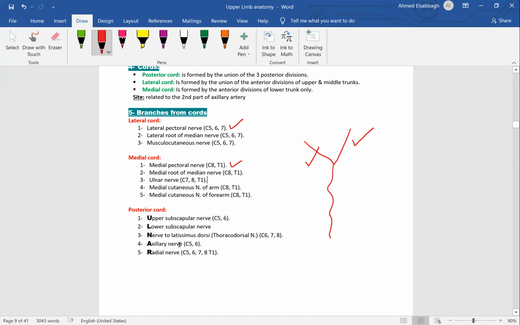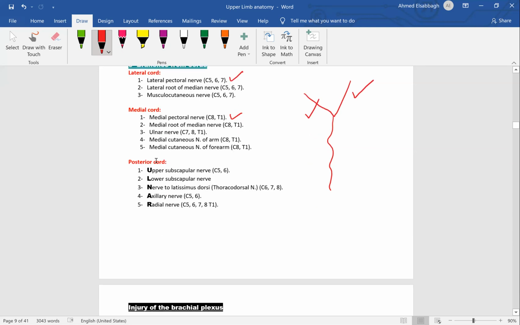Okay, additionally, axillary and radial nerve, we will also study them. Axillary nerve from the posterior cord of the brachial plexus. Radial nerve also from the posterior cord of the brachial plexus.